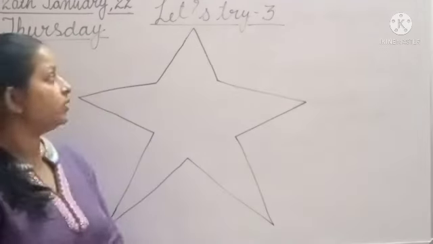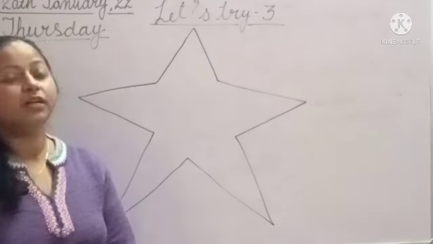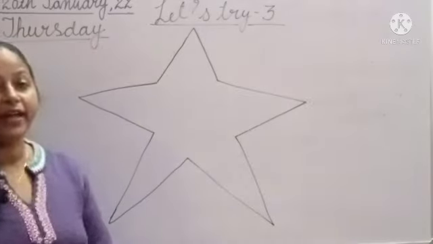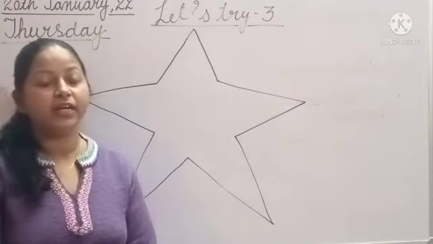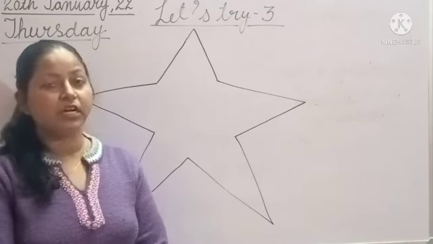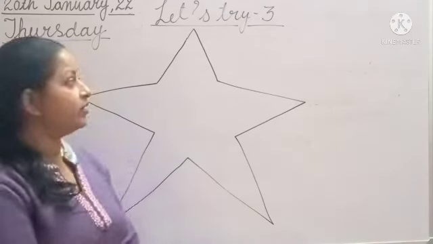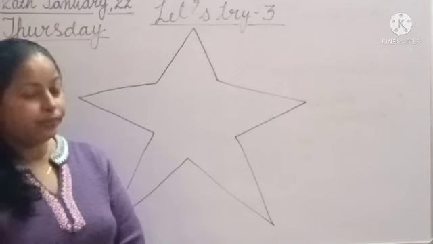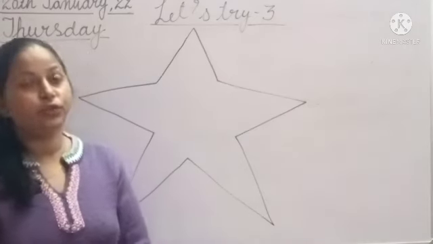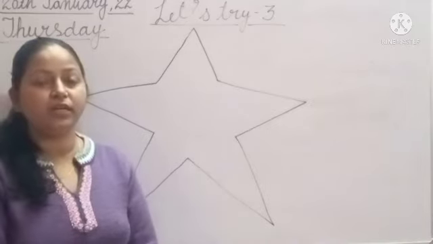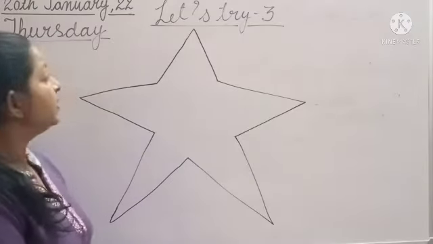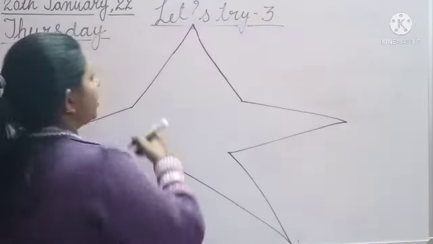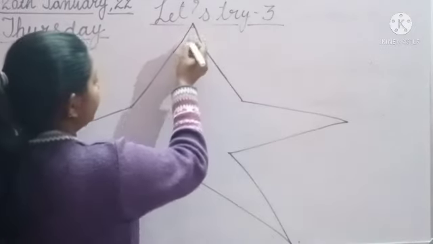Okay class, we will start our Let's Try 3 to write a shape poem. So class, it is a star. And I feel that a star is my friend, because it also grants my wishes. So class, now I am going to start writing my shape poem, and you can write your own. You can use any object shape, any kind of your choice. Now class, we will start writing our shape poem from the top.